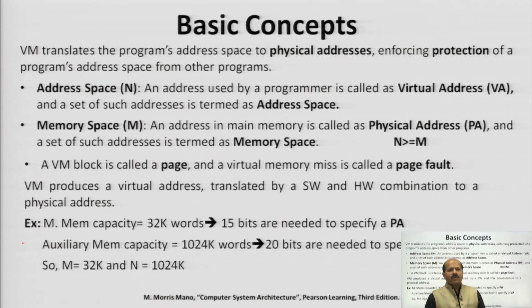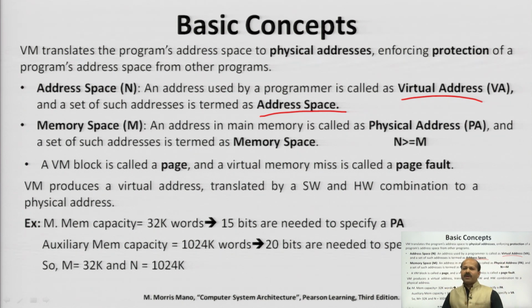So, let us talk about the basic concepts or terminology which is used in this particular concept. First, virtual memory translates the program's address space to physical address, enforcing protection of a program's address space from other programs. So, what is address space? Where the programs are stored. Address space is nothing but the address used by the programmer, called virtual address, or you can say the auxiliary memory which is used to store big programs or multi programs. So, that particular area can be called virtual address space or address space. It is abbreviated as VA.